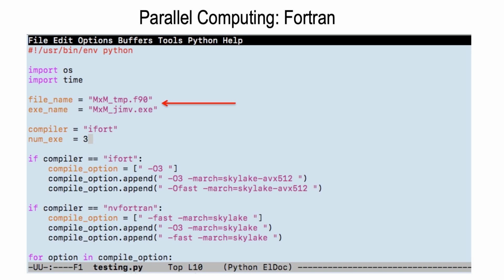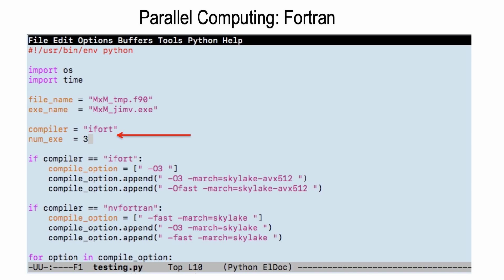The variable file name holds the name of the Fortran program, while exename stores the name of the executable program generated by the Fortran compiler. The variable compiler stores the name of the Fortran compiler, specifically the iFort Intel Fortran compiler in this instance. Meanwhile, the numerical variable numxe represents the number of times the program will be executed. This allows us to calculate the mean wall time for the matrix multiplication performed by the Fortran program.